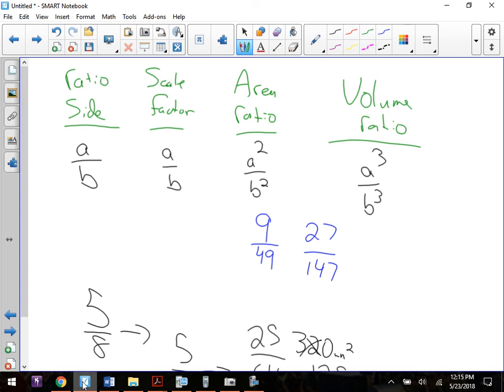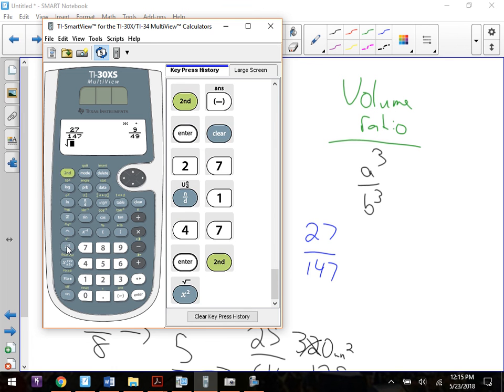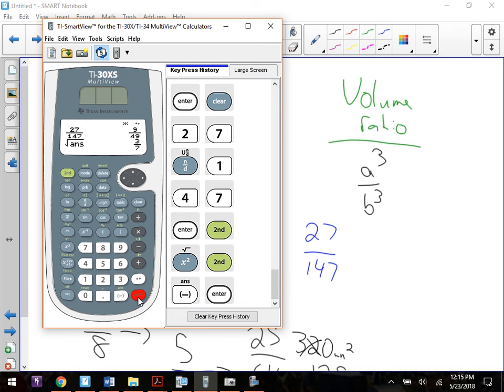I need to figure out side lengths, so I need to work this direction. So what do I do to that area ratio to get to the side length ratio? Square root it, good. So when I square root 9 over 49, remember, your calculator will do that. Since I just simplified it, all I have to do is hit second square root of my answer and hit enter, and I'll get 3/7. That gives me a working side ratio to go with.